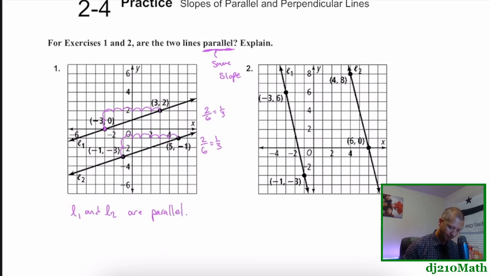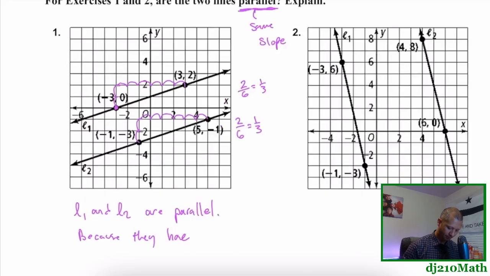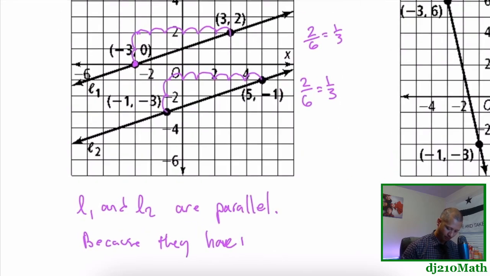And you say, why? Explain. Because they have the same slope.